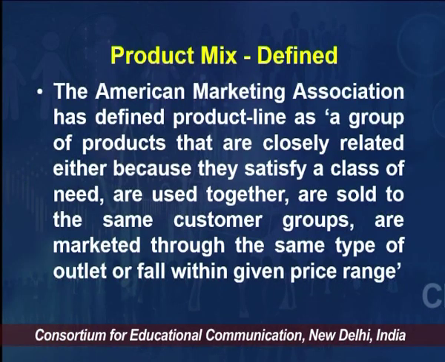To understand product mix, we have to understand what a product line is. A product line is defined as a group of products that are closely related, either because they satisfy a class of need, or they are used together, or at times they are sold to the same customer groups, and they are marketed through the same type of outlet, or they fall within the same price range. These are the similarities which bind those items to fall in one product line.